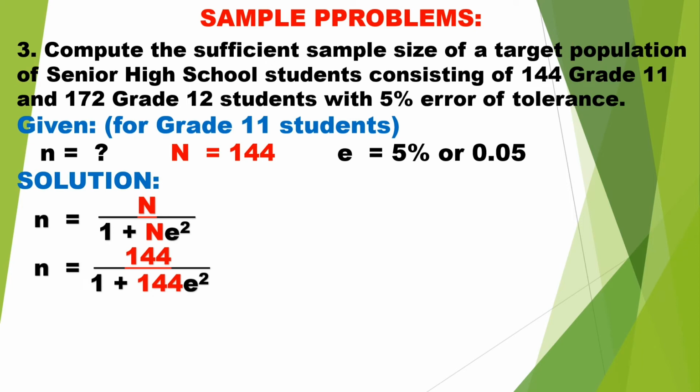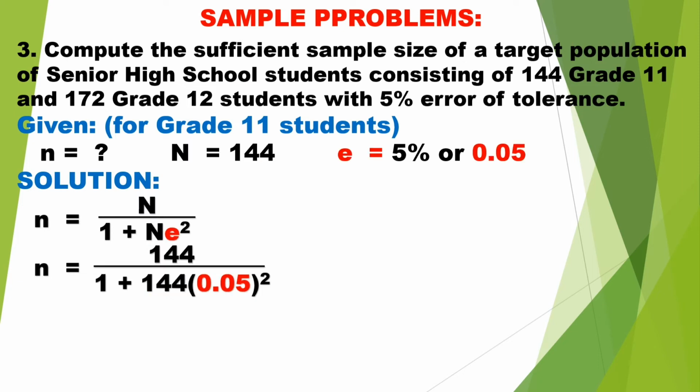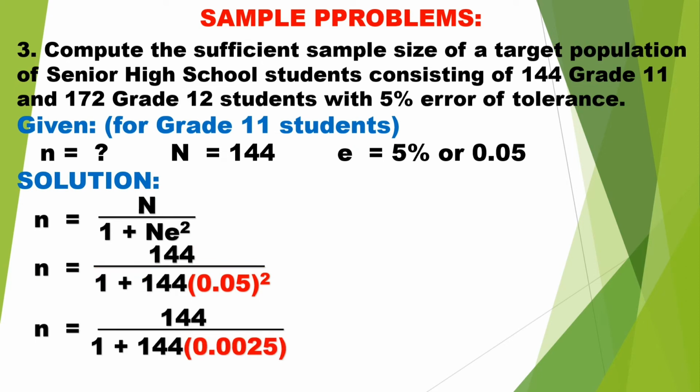Let's proceed by solving first the sample size for grade 11 students. Substitute 144 to uppercase N in both the numerator and denominator of the formula, and also 0.05 to lowercase e in the same formula. Again, the general equation to solve for the sample size for the grade 11 students is lowercase n equals 144 over 1 plus 144 times the quantity 0.05 squared. Solve first the exponent. 0.05 squared equals 0.0025.